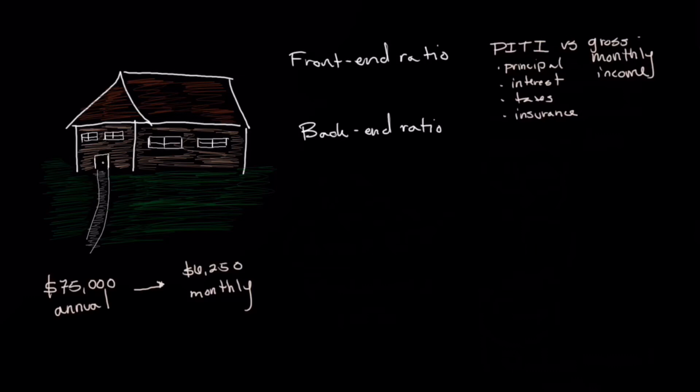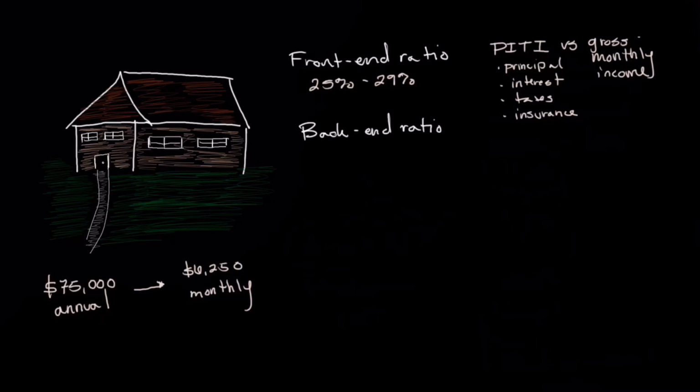So for the front-end ratio, what we want to do is figure out how much of our money is going towards this particular mortgage. And so typically, you want a front-end ratio between 25% to 29%. That's usually what is considered to be reasonable. As you get higher than that, that could cause some undesirable effects on your monthly budget.